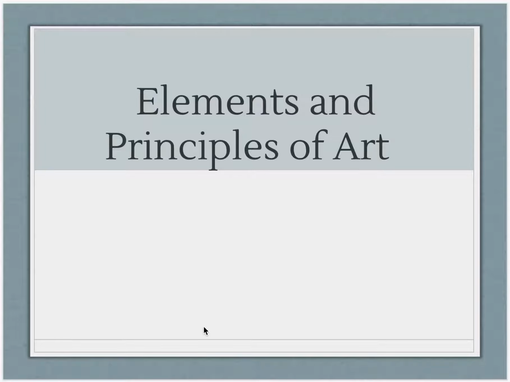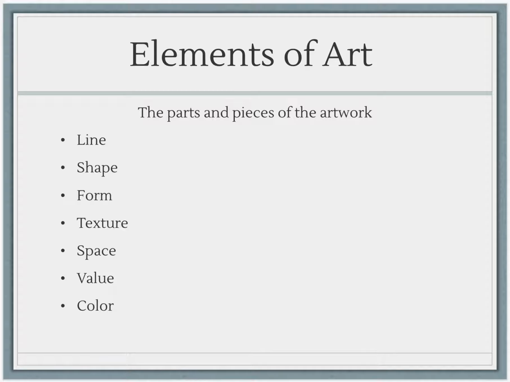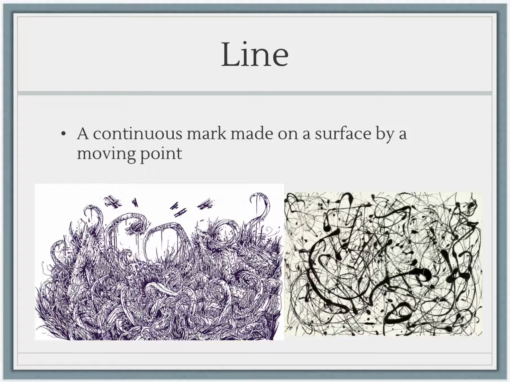So let's start first with our elements of art. So these are line, shape, form, texture, space, value, and color. Line is a continuous mark made on a surface by a moving point. There are lots of different kinds of lines, but a line is special because it is not just a little dot on a paper or on any surface, but it has length, it has width, it has direction.